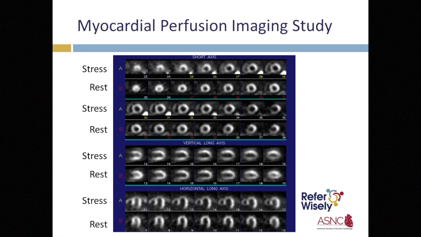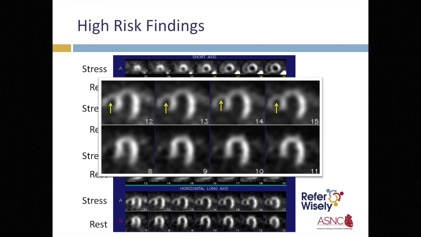The perfusion study shows a reversible defect present in the anteroseptal and inferior segments of the left ventricle. These findings are consistent with the presence of multi-vessel disease. In addition, the myocardial perfusion scans demonstrate the presence of transient left ventricular dilation. If you compare the stress images on the upper row to those from the rest images below, you can appreciate the larger left ventricular cavity size on the stress images. This finding is consistent with the presence of diffuse subendocardial ischemia seen with severe multivessel disease.